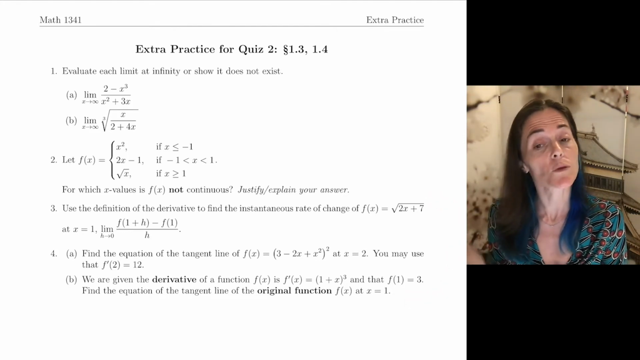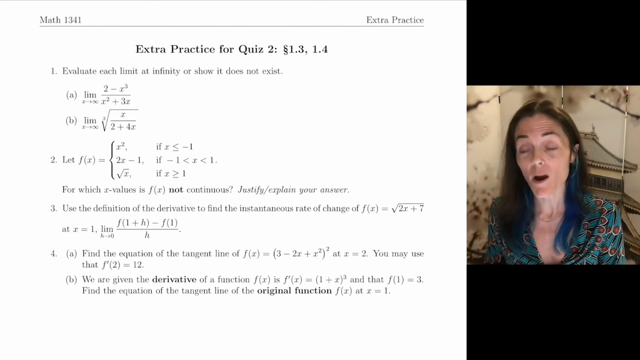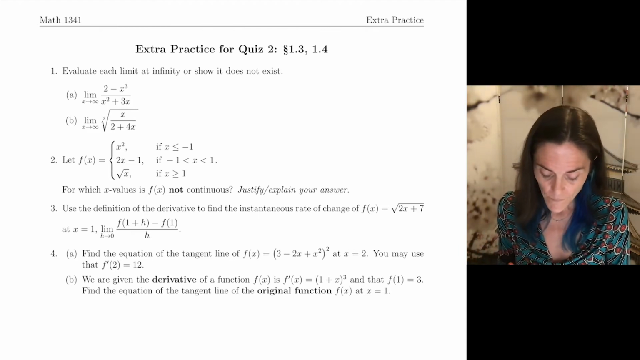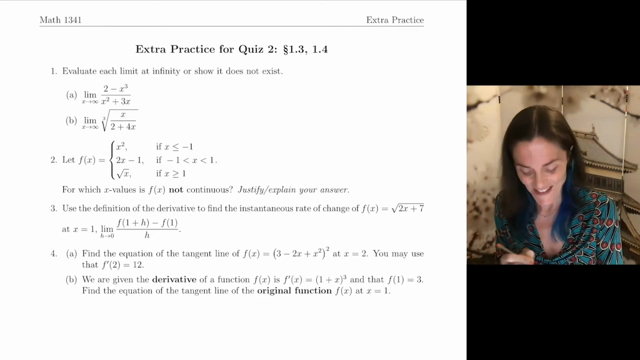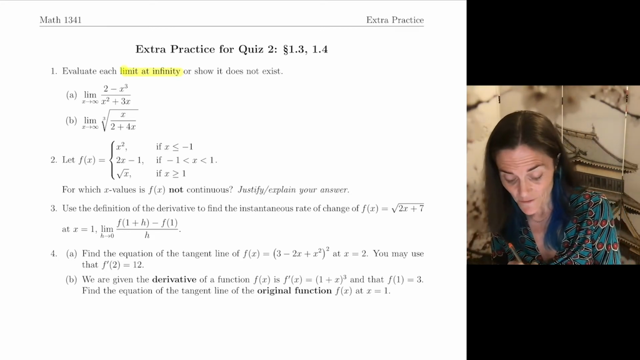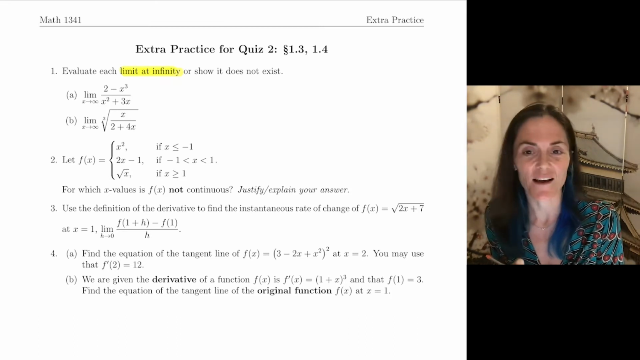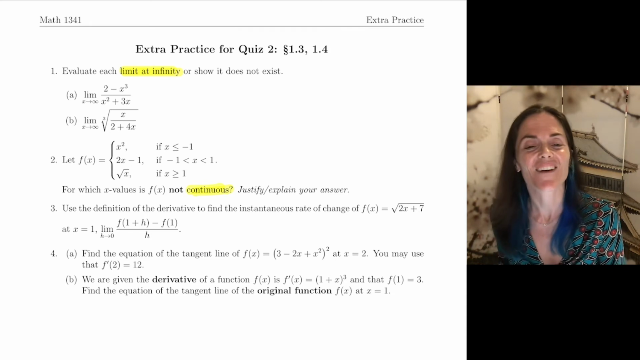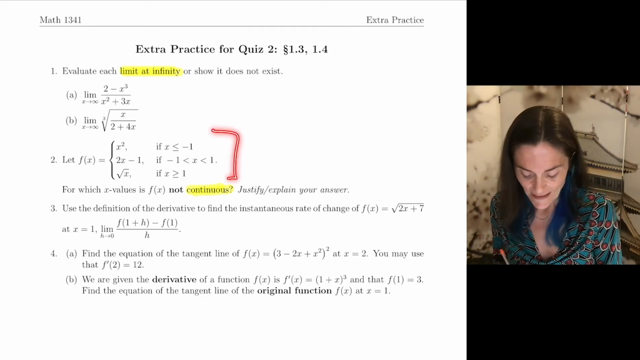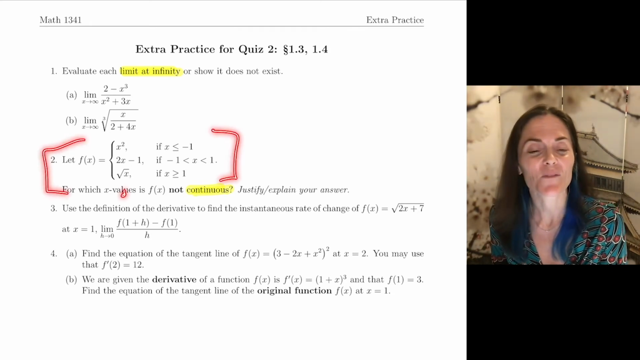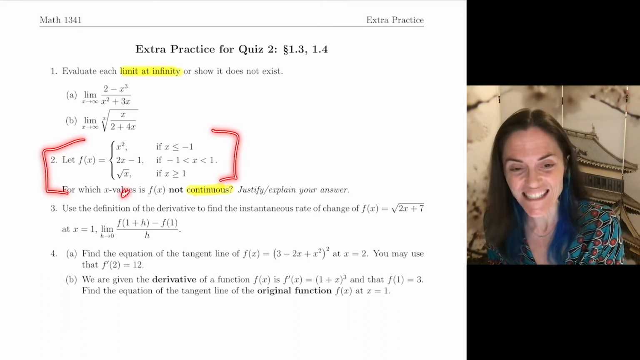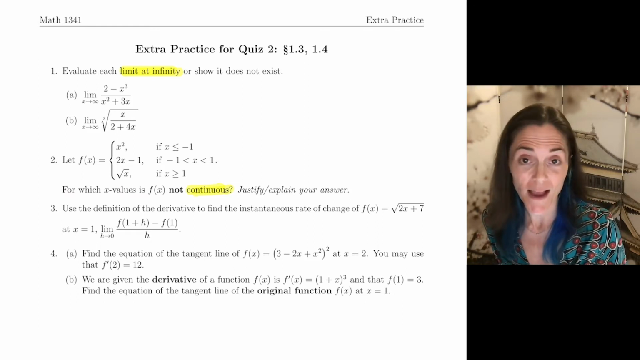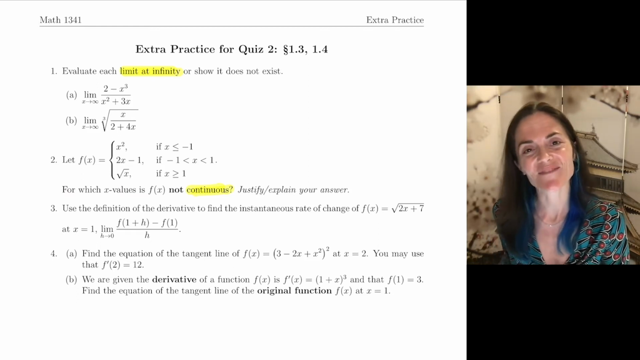But 1.3, limits and continuity, part of the material was on quiz 1. And so if you want to focus on studying for this week, limits at infinity, this came on our second day of section 1.3. The notion of continuity came on the second day of 1.3. Also, evaluating limits for piecewise defined functions, just like this. Okay, so we will begin this extra practice for quiz 2 right now.